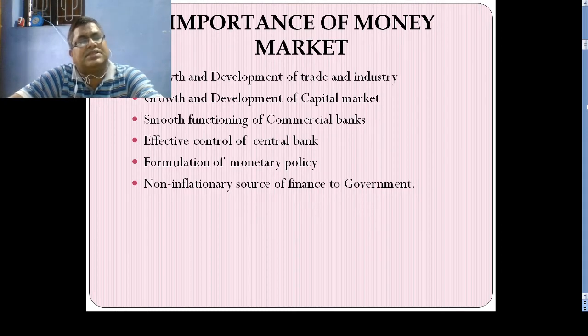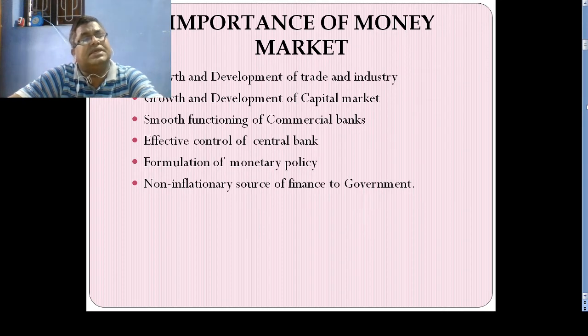Second and last one is the effective control of the central bank. As I have already stated, the central bank is a banker's bank, and it is always helpful in the effective management of funds. The central bank pumps new money into the economy, promotes economic growth and stability, and is always focused on new types of business operating through different money market instruments, through which short-term funds are generated.